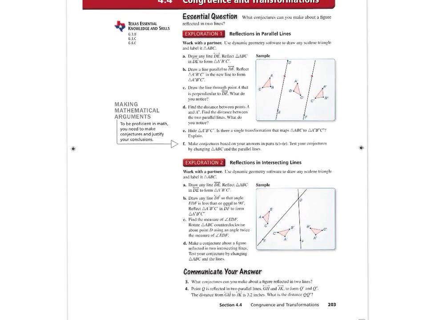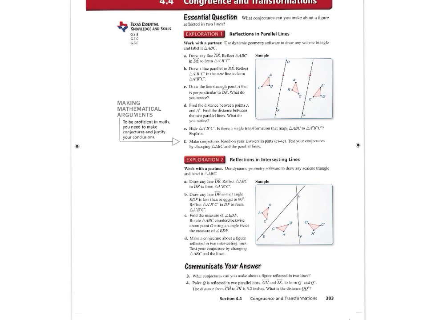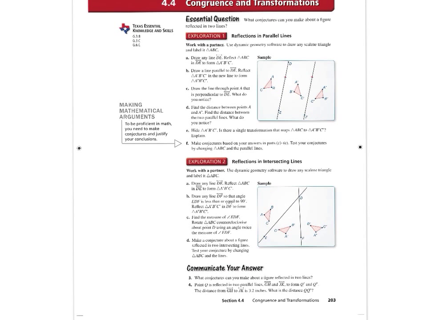So if you have your calculators, definitely start practicing using your dynamic geometry software to draw any scalene triangle and label it triangle ABC, and then just follow each step instructions to explore the ideas about reflecting across two parallel lines and see what you get. And you can see the sample picture here for exploration 1.